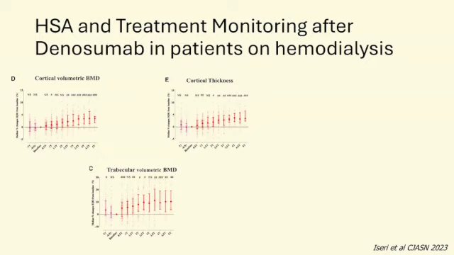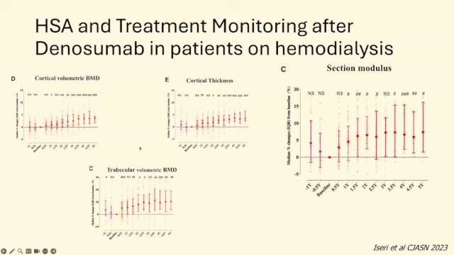So this study comes from a 5-year study in dialysis patients where they evaluated HSA, and they found that over the 5-year time period, those patients who received denosumab had improvements in cortical volumetric BMD, in cortical thickness, and also in trabecular volumetric BMD, and that translated into an improvement in section modulus.